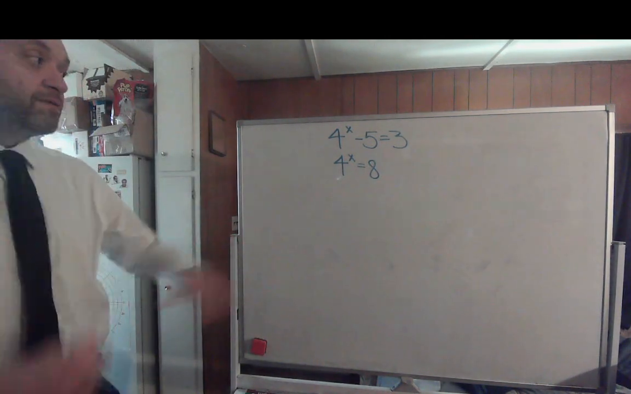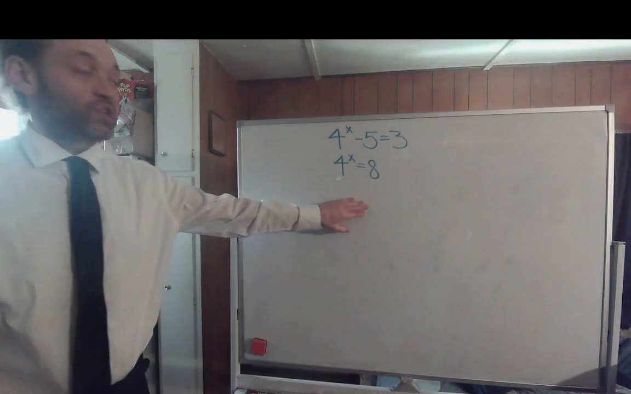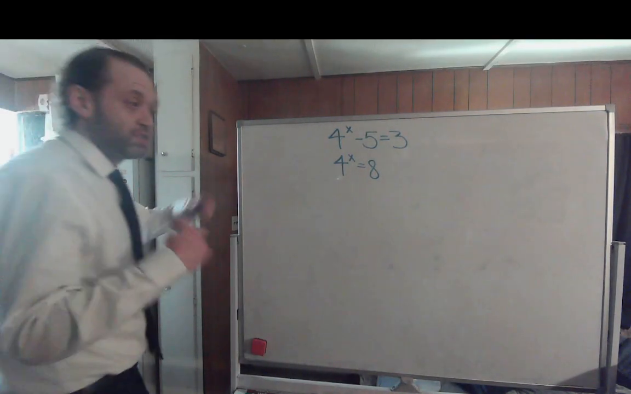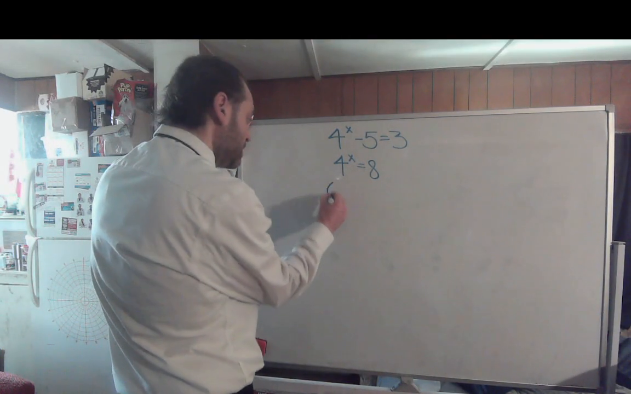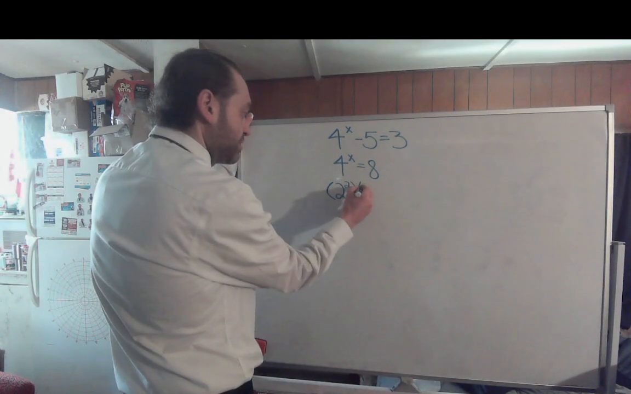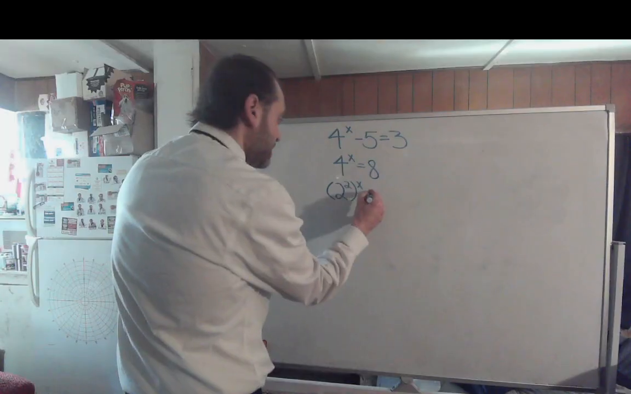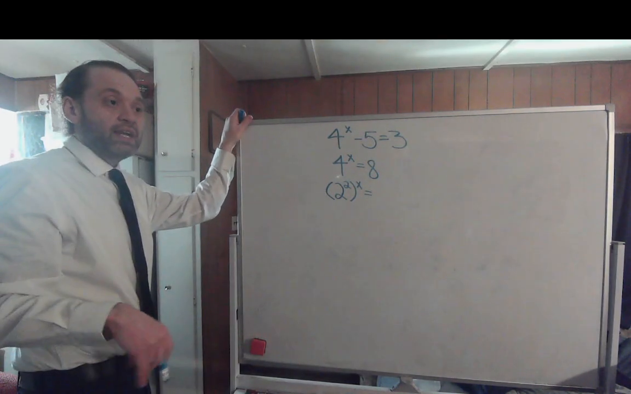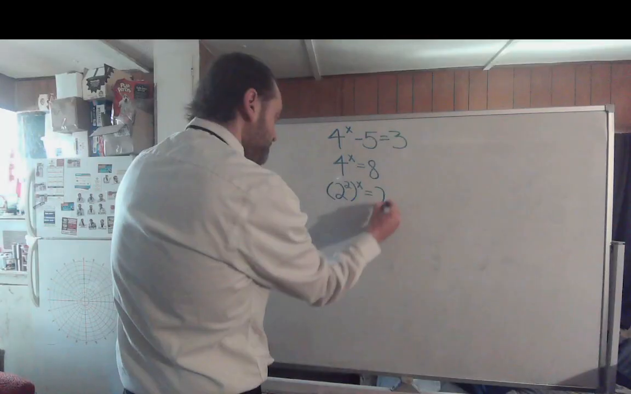Can we relate 4 and 8 at all? We actually can. They both have a common base 2, right? Because 4 is actually 2 to the second power. That's the same as 2 to the second power raised to the x power. That would equal the right side. 8 is 2 to the third.